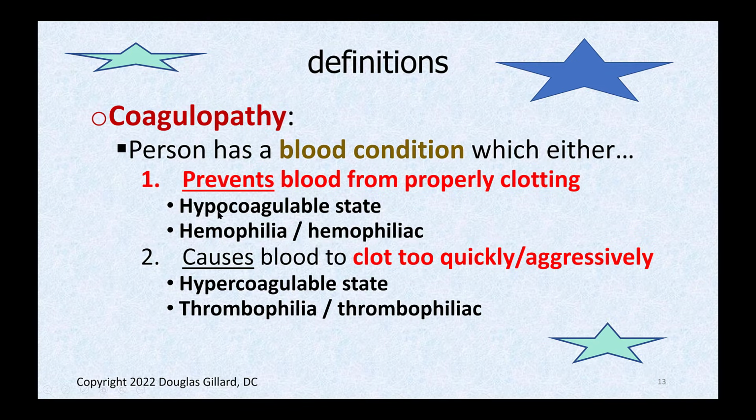Watch out for my tests. Always look for hypo versus hypercoagulable state. I could throw that in there. A lot of people missed that last quarter. So make sure you read my words carefully. Or coagulopathy, as we said, it can make the blood clot too quickly, too aggressively, and then you're in a hypercoagulable state where you coagulate too much, and then you're a thrombophiliac or have thrombophilia. Make sure you know the difference between thrombophilia, meaning you're a clotter, and hemophilia, meaning you're a bleeder.